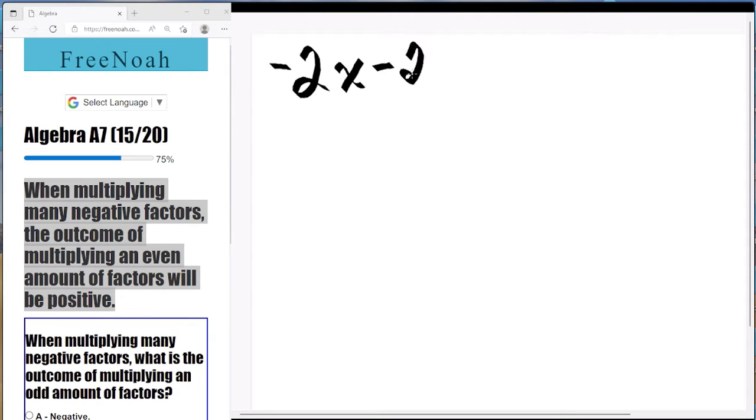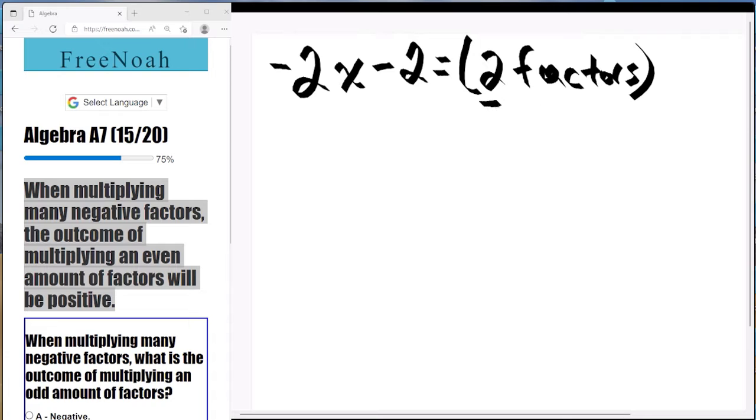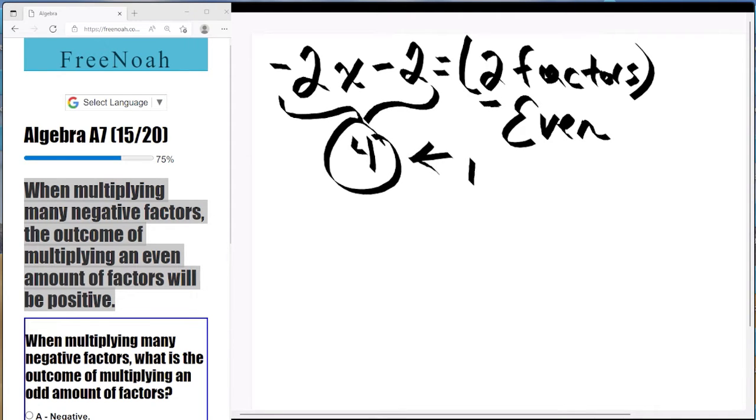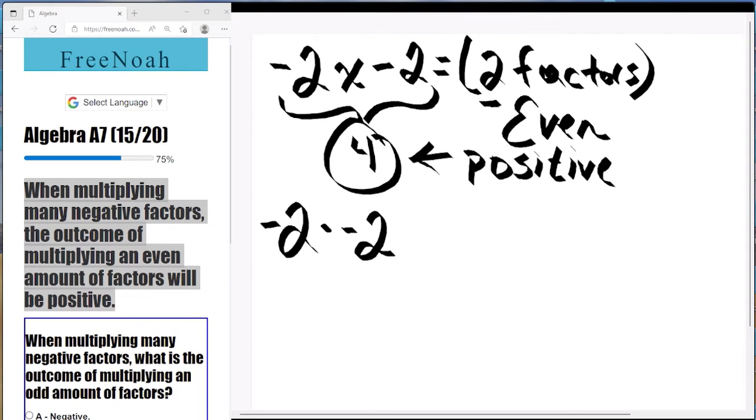Let's go ahead here and do another even amount of factors. -2 times -2 equals +4. Notice that it is positive and there's an even amount of factors. So this ultimately gave us a positive outcome. Remember, we're solely multiplying the same sign, which is negative.